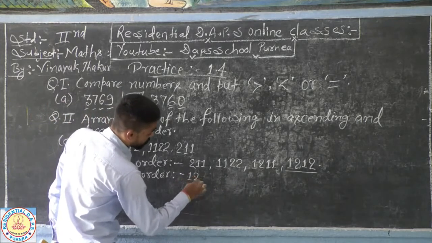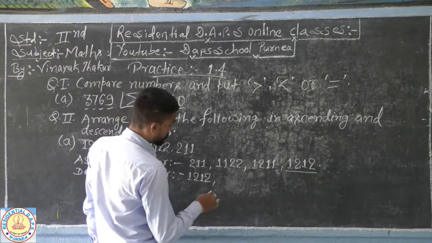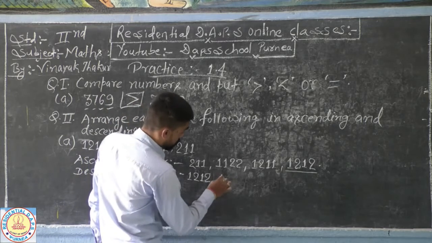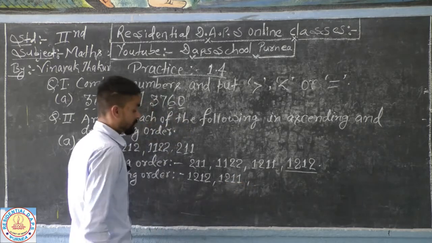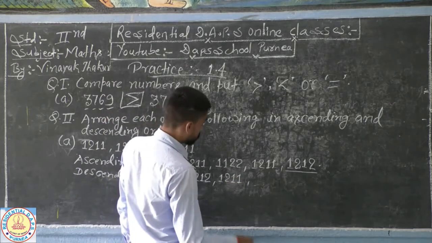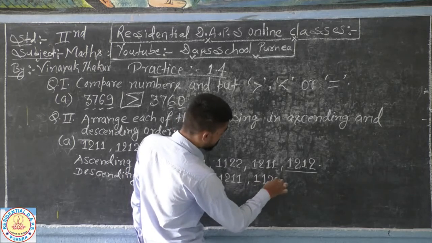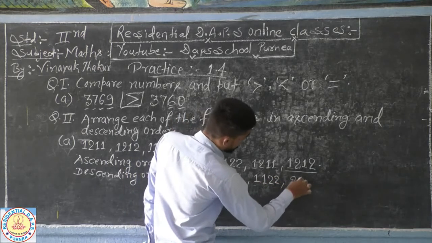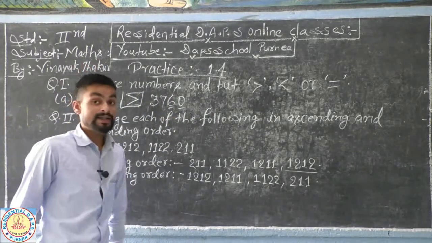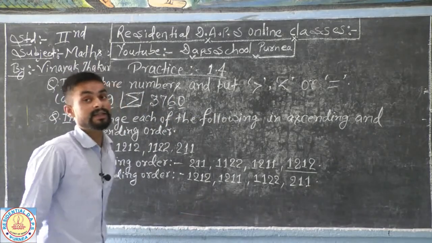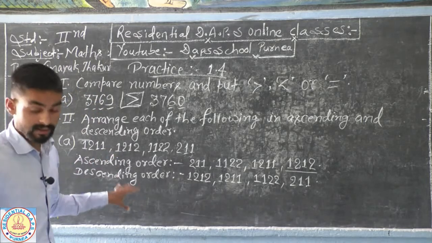So 1212 is the largest one. After that, which is next? 1211 is less than 1212, then which number comes up, 1122, and at last 1211 is the smallest number in these numerals. So these are the two ways of finding your answer.